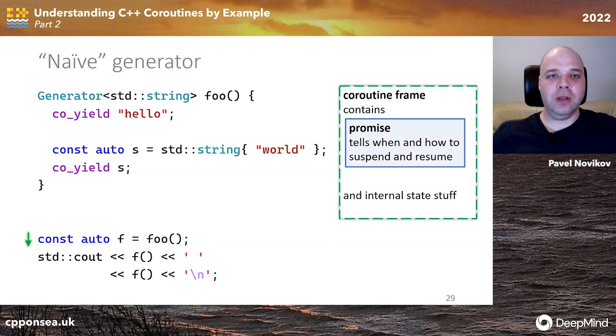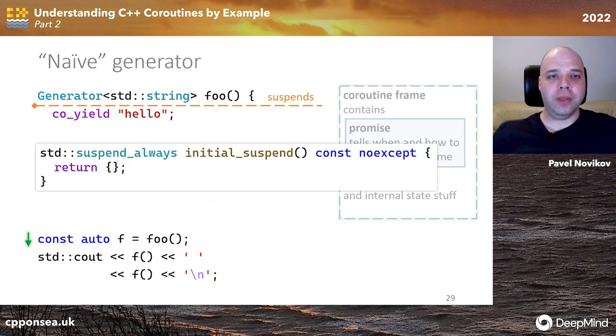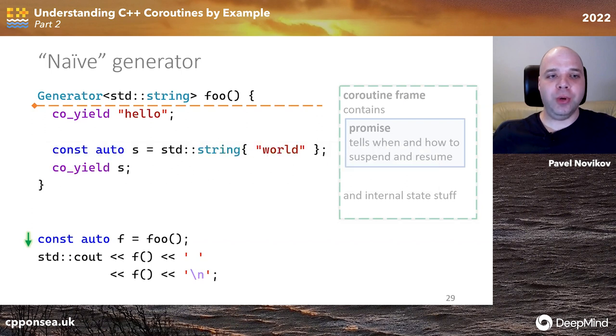When we call our generator coroutine function, a coroutine frame is created for us, which contains the promise and other internal stuff. We have getReturnObject called, and an instance of the generator type is waiting to get returned and end up in variable f in this case. Also, when the execution starts, initial suspend is called, which tells that we want to suspend the coroutine at the initial suspend point. At that point, the control returns to the outside code, and we can proceed executing the next statement.